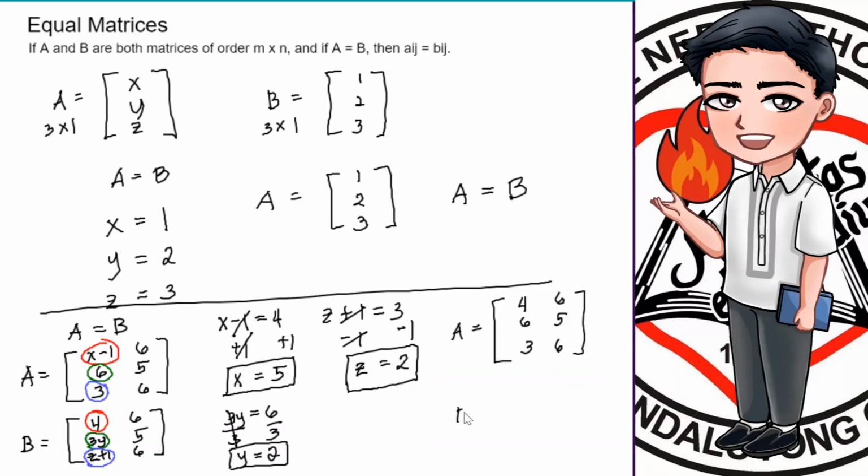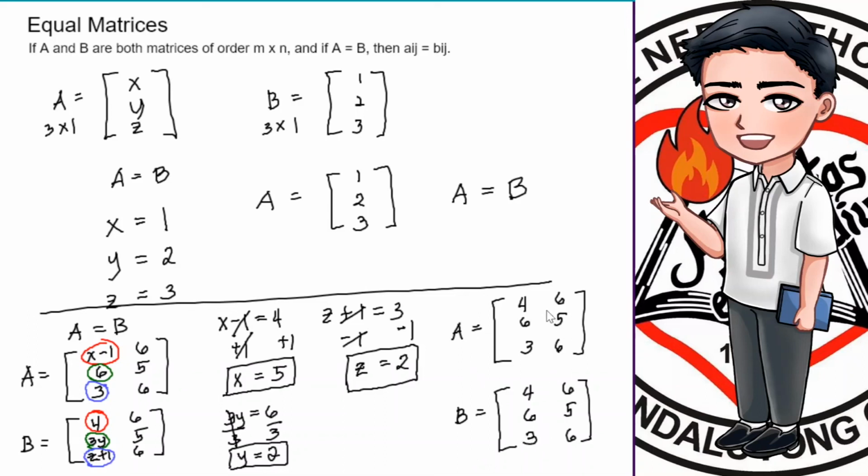Okay? Now how about for matrix B? Let's rewrite it also. We can now write the elements that don't have any variable. So that is 4, 6, 5, and 6. Now let's find the value where our variable y is located. The value of y is 2, isn't it? So substituting 2 for our variable y, we get 3 times 2, which is equal to 6. Now, how about for z? Z plus 1, replacing z by 2, we have 2 plus 1, and it will give us 3.